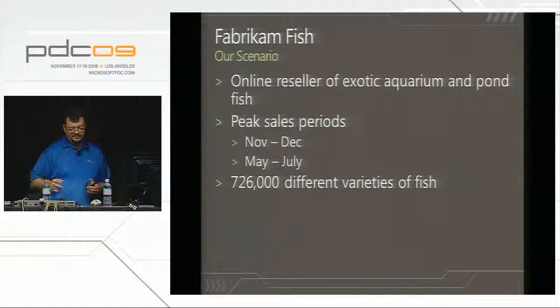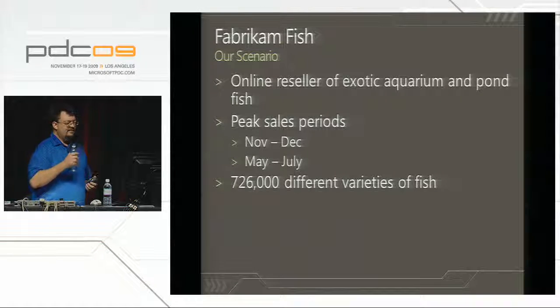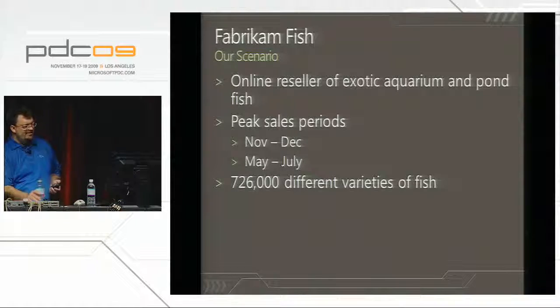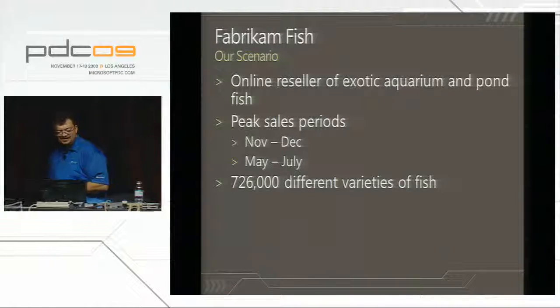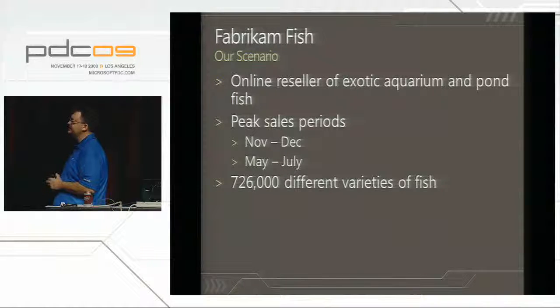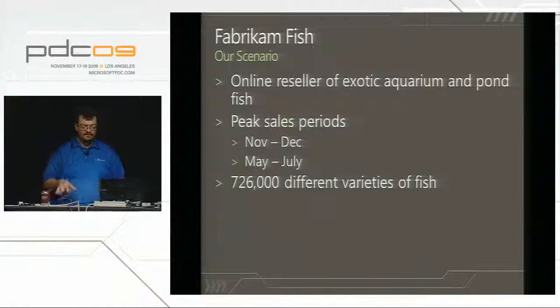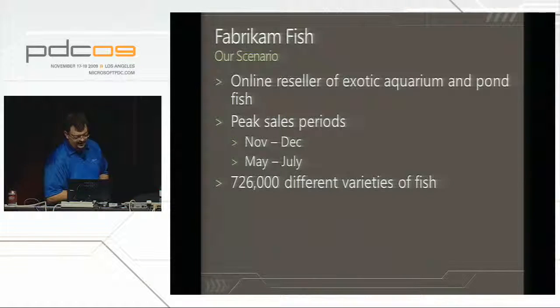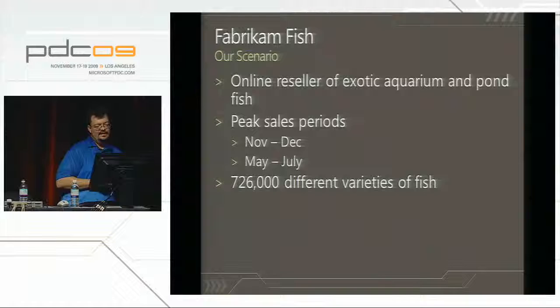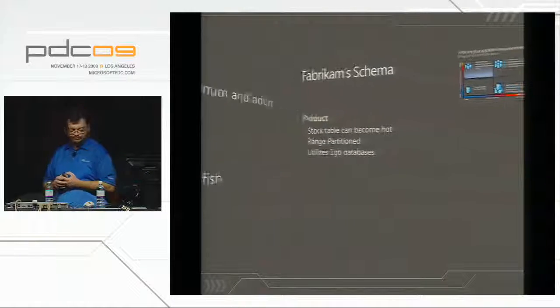So this is our scenario. Fabricam is a world-renowned company, and now they're selling fish, actually. They're an online reseller of exotic aquarium and pond fish. Their peak sales periods are from November to December and May through July for the holiday season. And in May and July, they sell a lot of pond fish. And they have 726,000 different varieties of fish. And we'll actually look at some of these fish in a second.